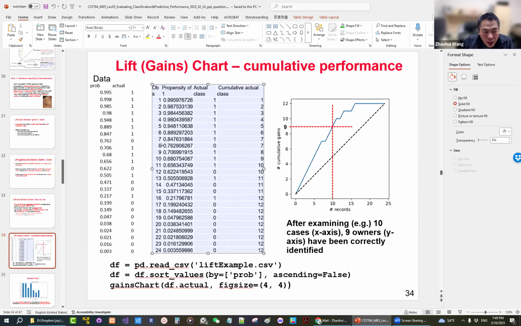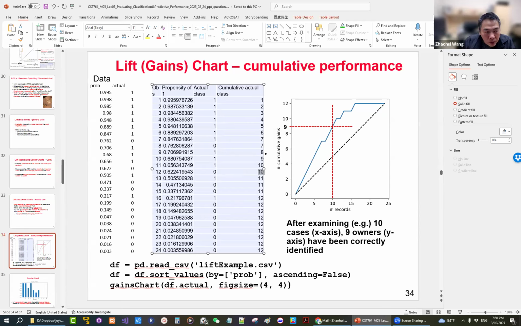In case 8, the actual class is 0, so the accumulated value will be the same as the previous accumulated value, because the new case with class 0 has no contribution to the accumulated value. Okay, next is 1 for the actual class, then it will increase to 8. But for case 12, the actual class is also 0, so it has no contribution. The accumulation will be the same as the previous one, 10.